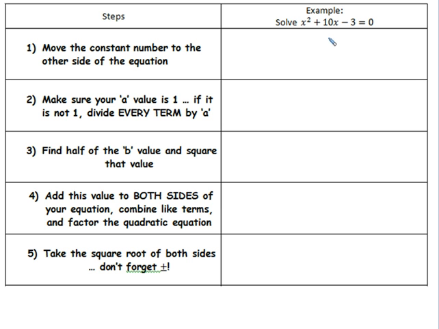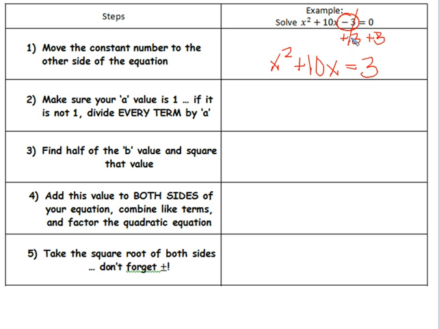So let's go through the steps of completing the square. The first thing we want to do is move the constant number to the other side of the equation. By constant I mean this -3 right here. It's just a number all by itself. There's no x and there's no variable along with it. So we want to move this number to the other side of the equation. If I want to move a -3 over, we need to add it. That way this goes away. So what we're left with is x squared plus 10x equals 3. That step's not too bad.